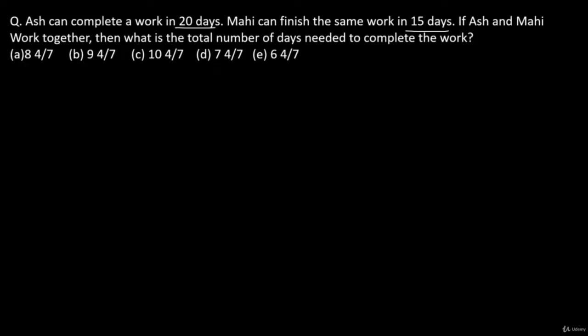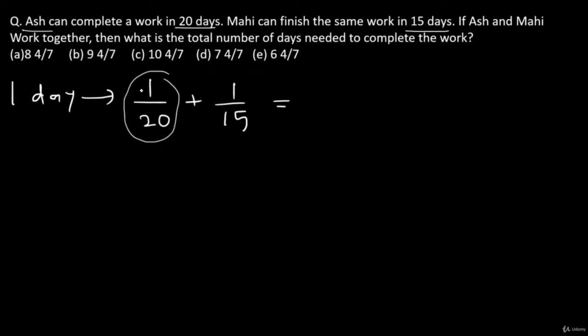Now, let's do this question both using the fraction method as well as the percentage method. Now, in one day, how much of the work will be completed if both of them work together? That would be 1 by 20 plus 1 by 15, right? Because Ash takes 20 days to do it alone. So in one day, Ash will complete 1 by 20 of the work, right? In a similar manner, Mahi, because he takes 15 days to complete the work, in one day, he'll complete 1 by 15 of the work.